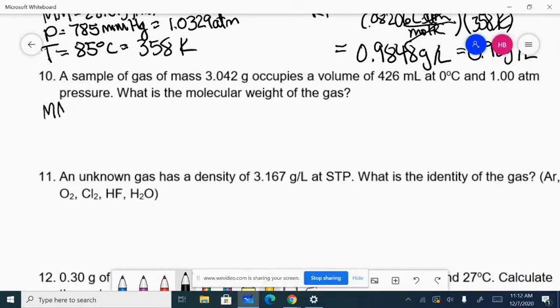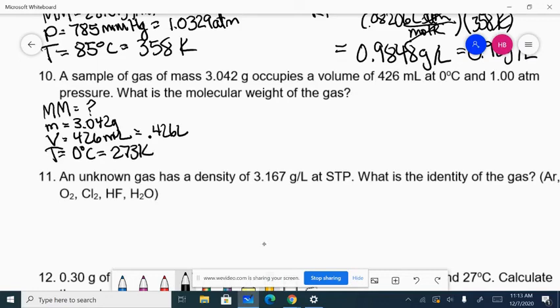Move on to number 10. Molecular mass is the same as molar mass. Molecular weight is the same as molar mass. They gave us the mass of 3.042 grams, volume of 426 milliliters. I'm going to change that to liters, move the decimal point over: 0.426 liters. Temperature is 0 degrees Celsius, add 273, and the pressure is 1 atmosphere.